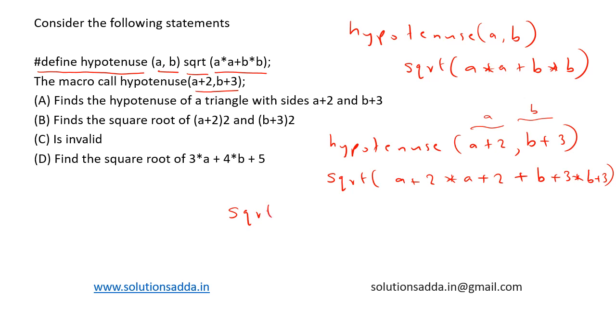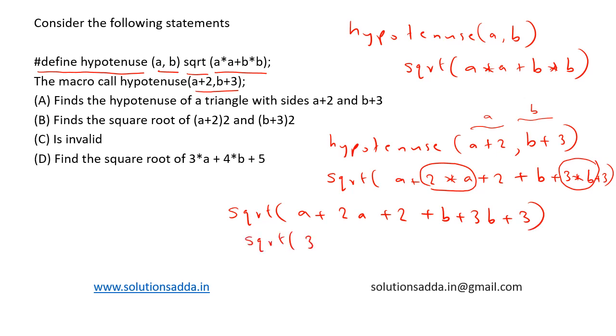Now, square root of, what happens here is, based on BODMAS rule, we'll be multiplying the 2a and the 3b first. So a plus 2a plus 2 plus b plus 3b plus 3. This will result in square root of 3a plus 2 plus 4b plus 3. We can again solve it like square root of 3a plus 4b plus 5. So based on the options, option D, square root of 3a plus 4b plus 5, is the right choice.